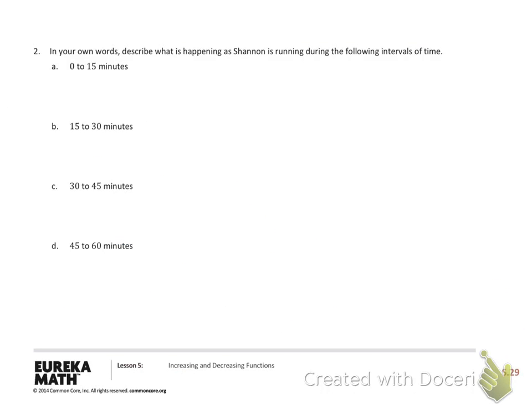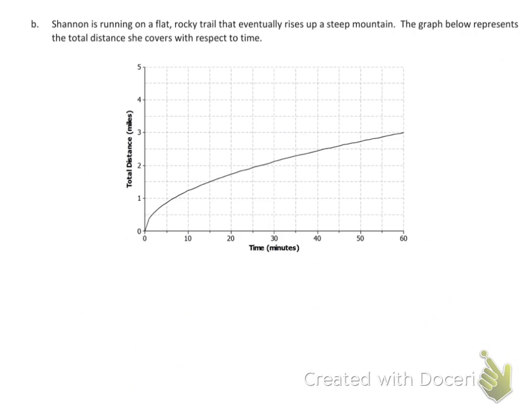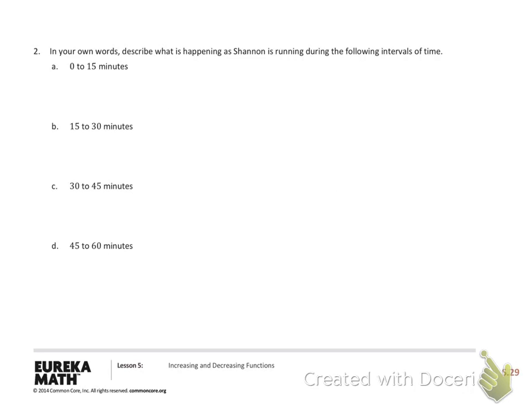All right, so now we're going to do the same thing for Shannon. So what is happening with Shannon? So let's look at that graph. Okay, so in the first 15 minutes, between 0 and 15, her distance went from 0 to, it looks like about 1 3/4, no, right here, to about 1.5 miles, just under 1.5. 1.5 miles in the first 15 minutes. Okay, so we want to say over here 1.5 miles in 15 minutes.